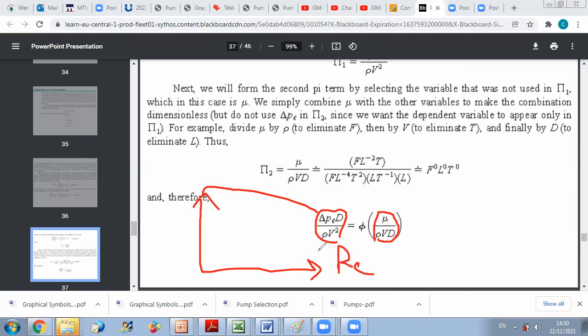Okay, any question on this? So this is about the groups and how to determine them by different methods. We'll continue this chapter hopefully next time. Okay, thank you. Bye bye.